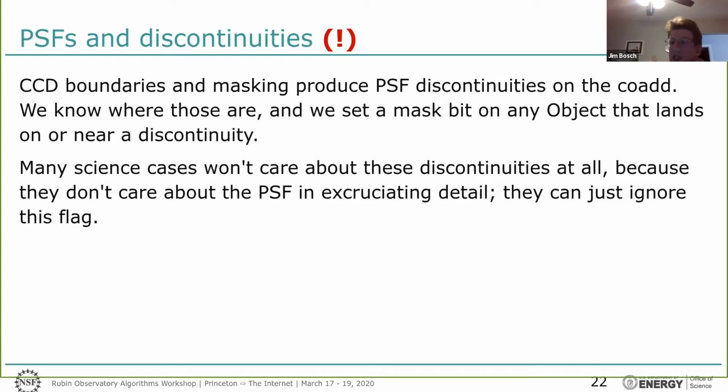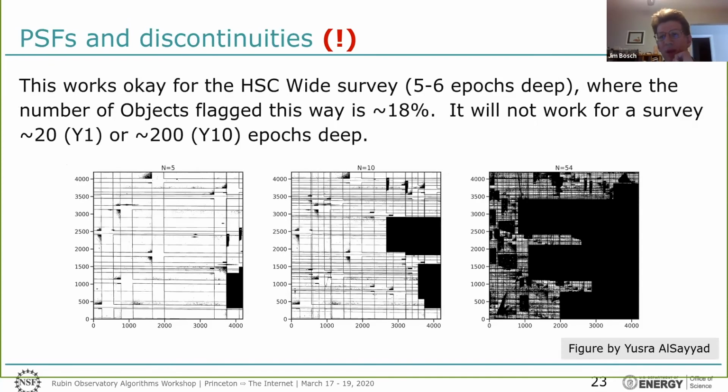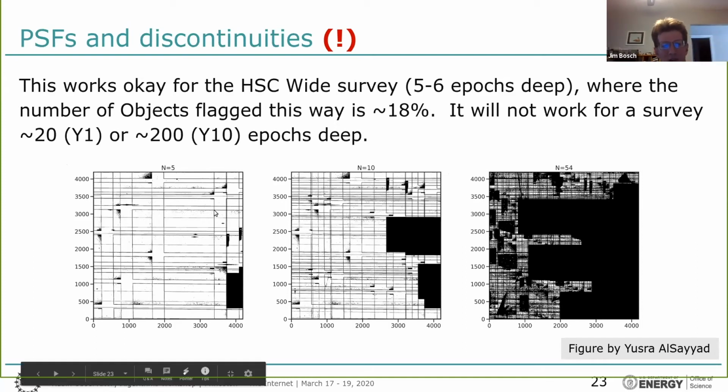And so for weak lensing at least, and probably a few other very demanding systematic science cases, we will have to figure out what to do with these objects that lie in discontinuities. And that's because this approach of just setting a bit works for HSC because we've got about 5 or 6 epochs deep in most of the sky. And that results in masks that look something like this.